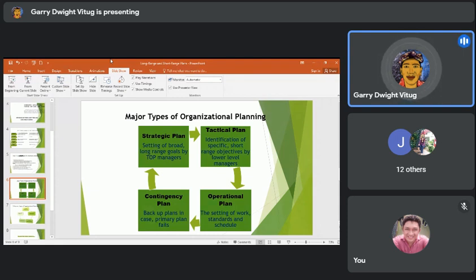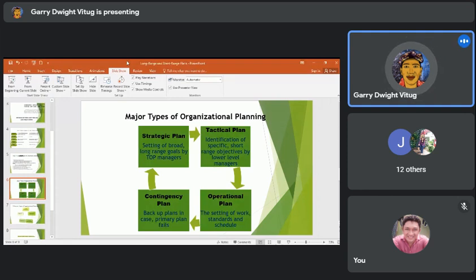A tactical plan is composed of several short-term goals, typically carried out within 1 year, that support the strategic plan. Generally, it's the responsibility of the middle managers to set and oversee tactical strategies, like planning and executing a marketing campaign.